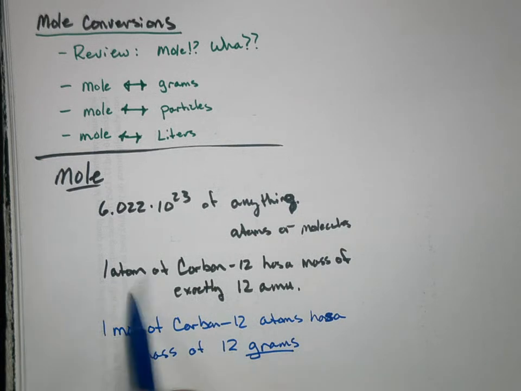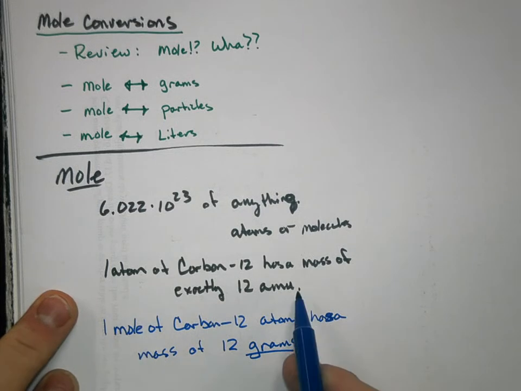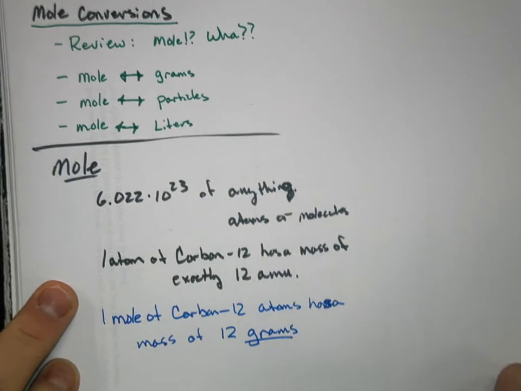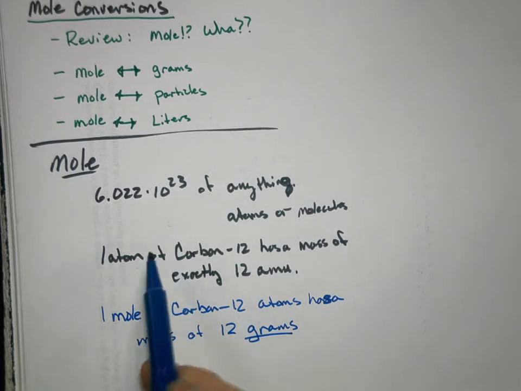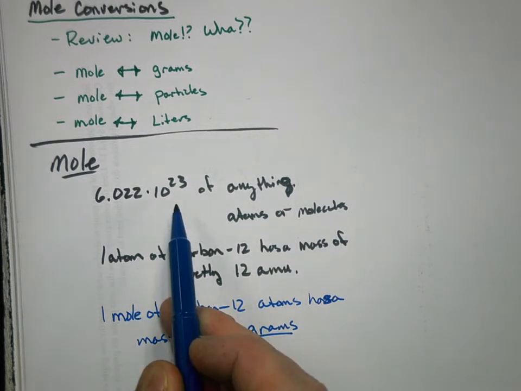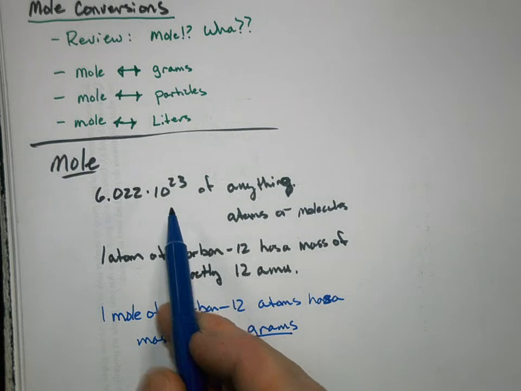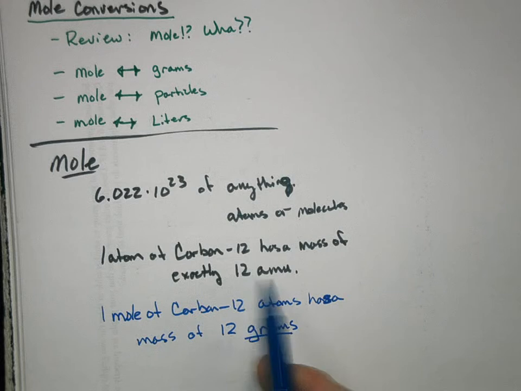Instead of paying attention to each individual atom and counting all of the AMUs and then extrapolating to a really large amount that we can use in the laboratory, we count moles. And since one mole of carbon-12 atoms would be 6.022 times 10 to the 23rd carbon atoms, if we have that many carbon atoms, we're able to take this number of AMUs and convert it straight into grams.